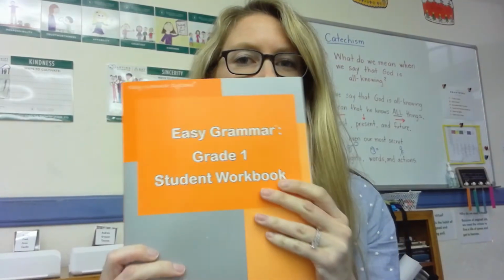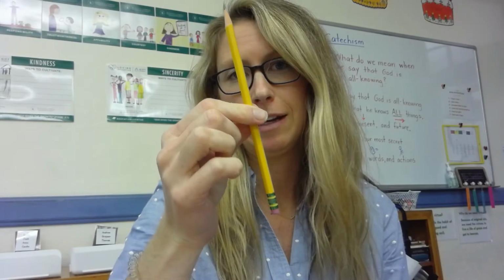So take out your orange grammar book and you will need a pencil, and if you have a red pencil you can use that. I hope you do. If you don't have a red pencil, that's okay, you can just use your regular pencil for the rest of it. So we haven't done our grammar book in a while. It's been about a month, so this is going to be a little bit of a refresher for you.